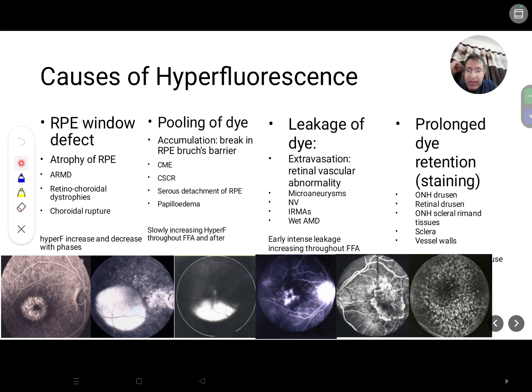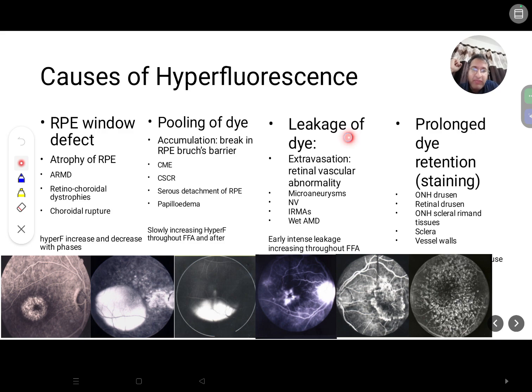Examples can be pigment epithelial detachment, that is the PED or the RPE detachment, CSR, serous detachment of the retina, and the most common example is CME. In this pooling of the dye, what happens? There is a slow increase in hyperfluorescence throughout the FFA phases, and even in the late phase that pooling remains.